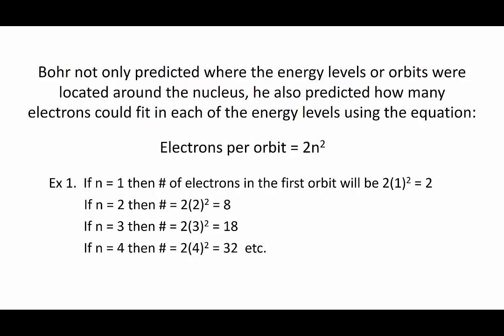S, that's 2 electrons. It does contain a P, that's 6 electrons, so we're now up to 8. But energy level 3 also contains a D level, which contains 10 electrons. And so that makes 18 electrons. So see, Bohr was able to predict something that he didn't even know anything about again.